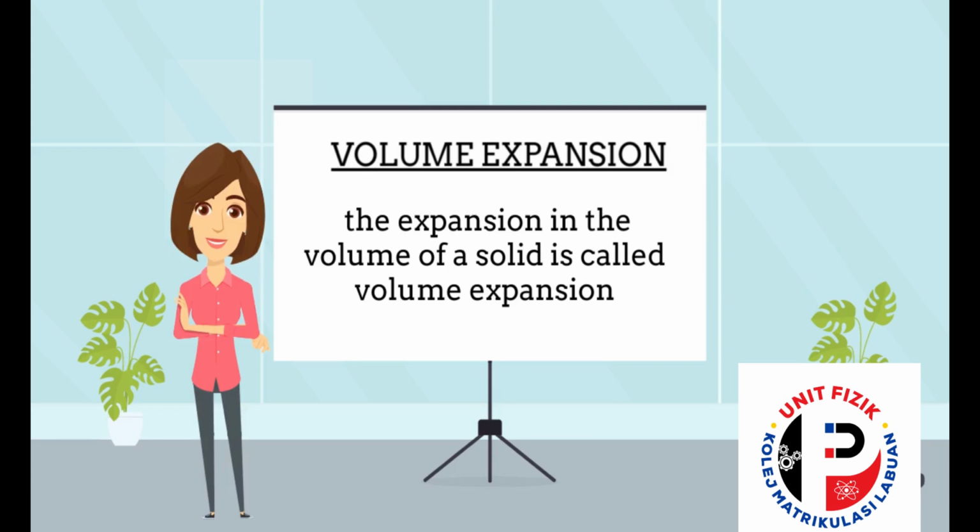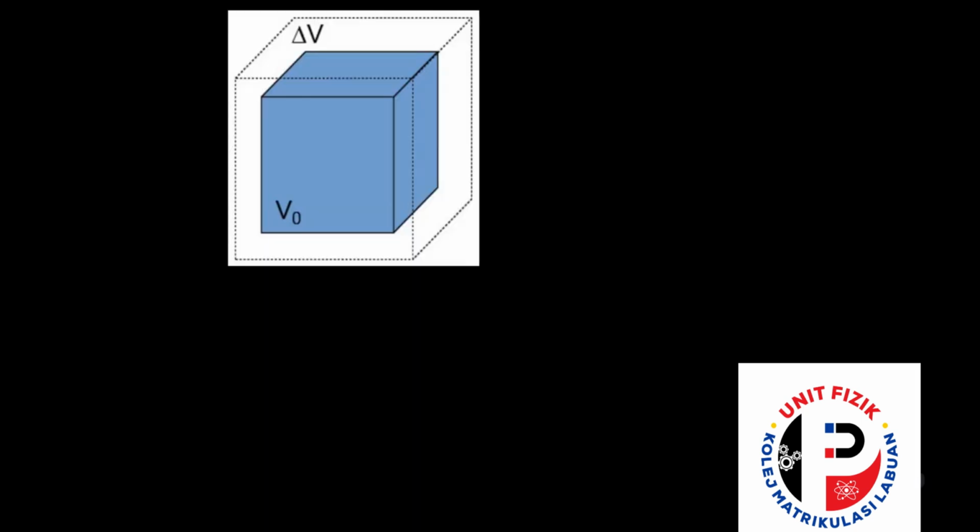And the last one is volume expansion. Volume expansion is the expansion in the volume of a solid. If V0 is the initial volume at initial temperature T0, then delta V is equal to V minus V0 and delta T is equal to T minus T0.